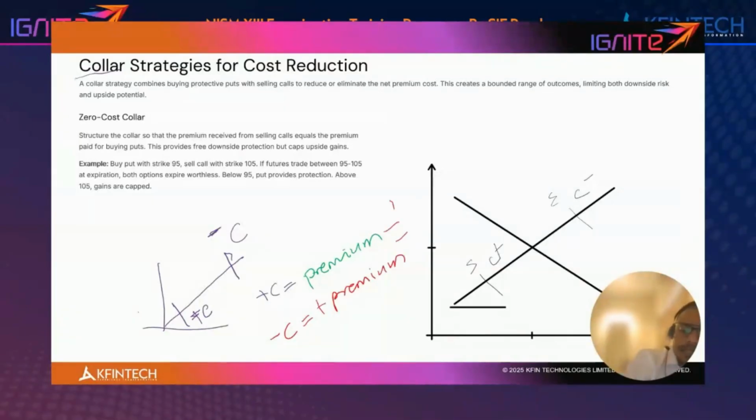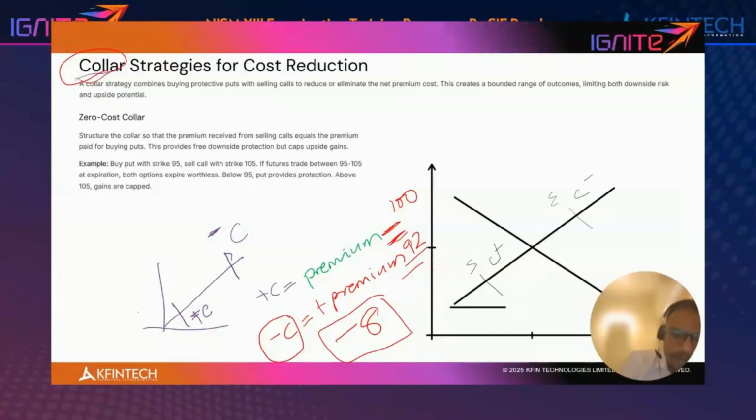Suppose, for example, this is 100 and this is 92. My net cost is 8. Had I not sold this call option, I would have had to pay 100. But because I am slightly bullish or slightly bearish, I can enter into collar strategies so that my maximum profit and loss will be capped, but also my initial cost goes down. My initial cost to enter into a transaction goes down.